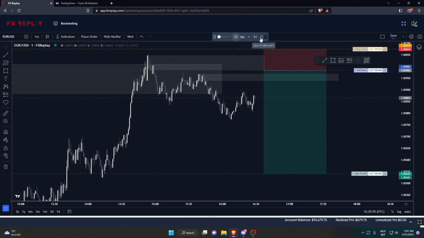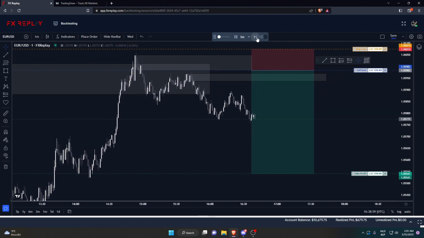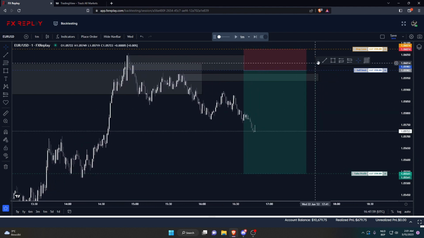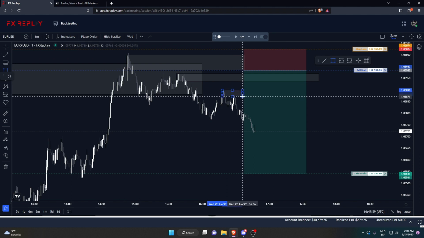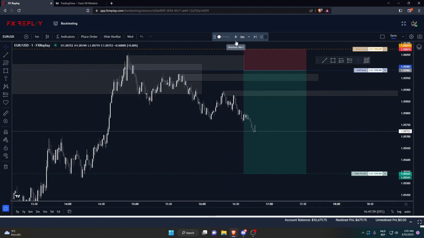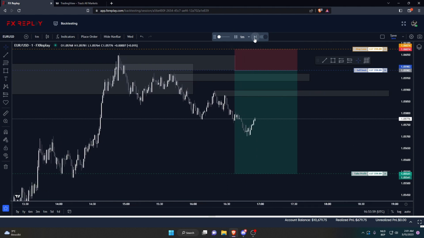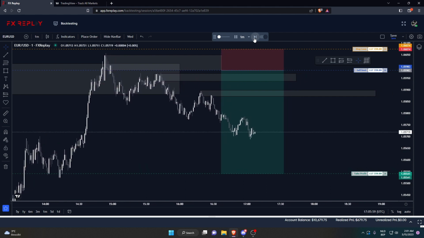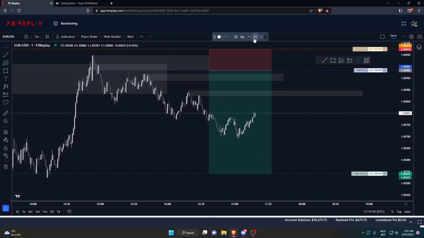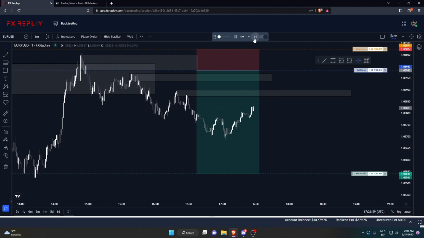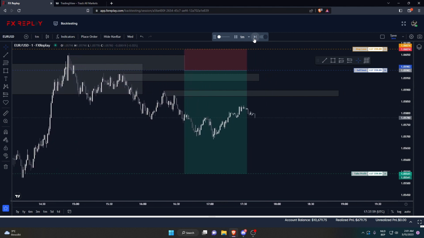Let's see. For the first entry we of course want a confirmation. See, now you have another break of structure, so you could look for this one because this is still a valid supply zone. So you know, wait for price to come back. You wait for it. Price is slowly coming back. Don't worry, price will come back.